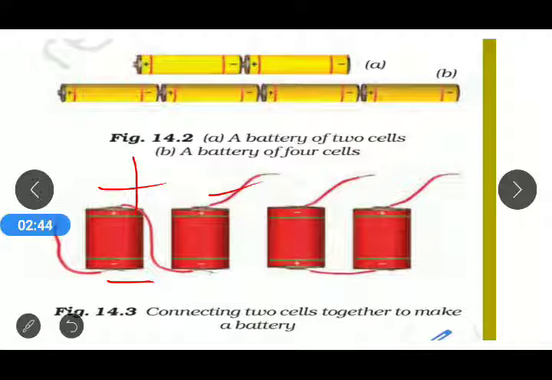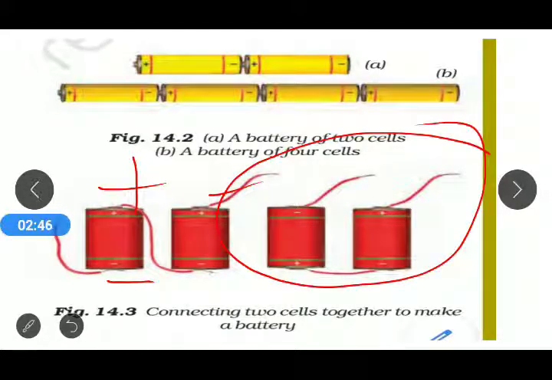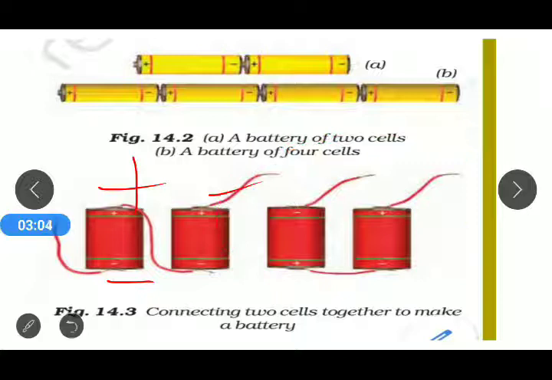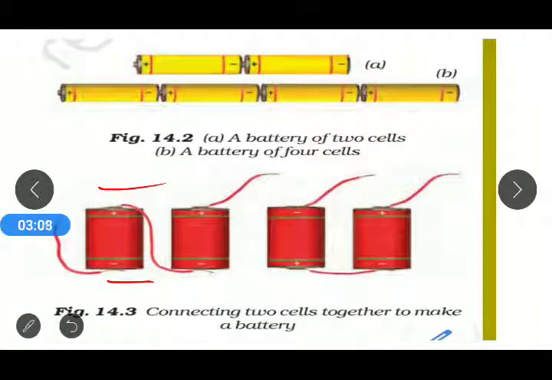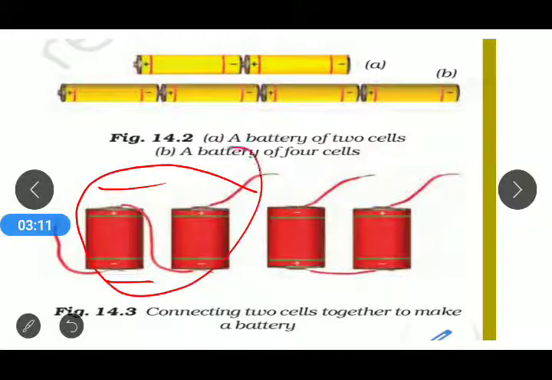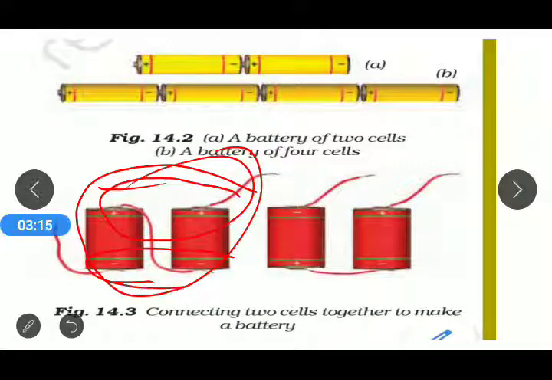Here again we have used two cells, but this time we are placing the cell upside down. Here we are placing positive to positive terminal. What I explained here is that in that picture you can see both the positive terminals are facing each other and the bottom negative terminals are facing each other.